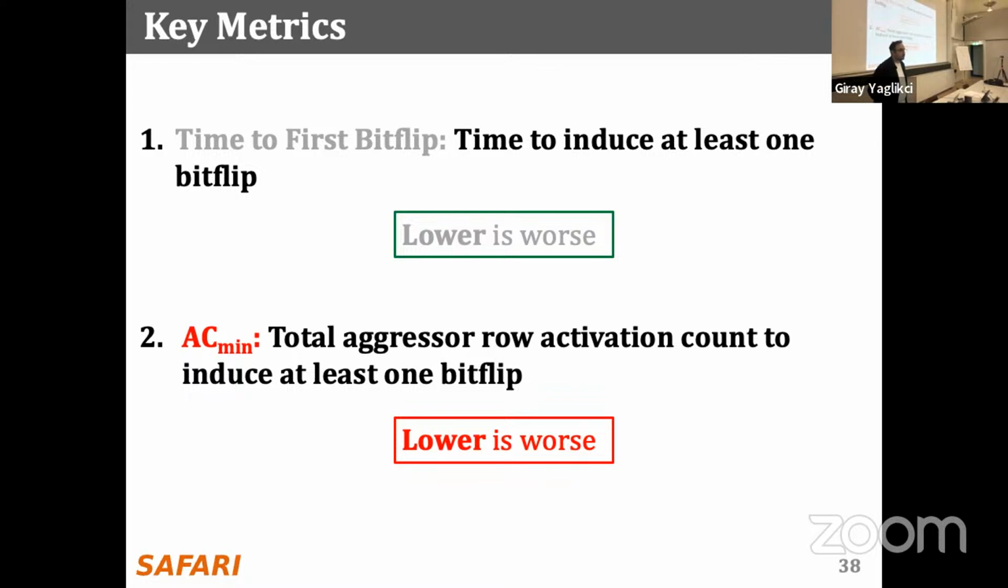I was wondering if you can find a row in one subarray and another row in a different subarray, because subarrays have different row buffers, or it doesn't make sense. It totally makes sense, maybe even with current chips as well. I'm not sure.